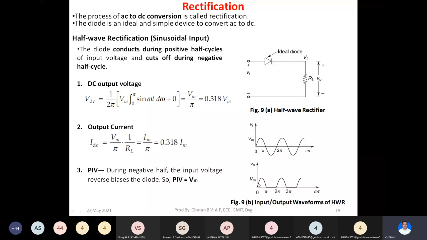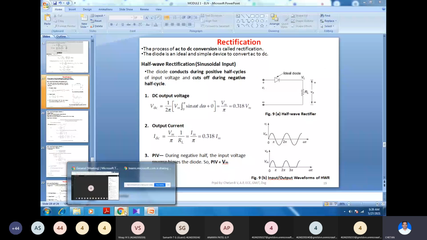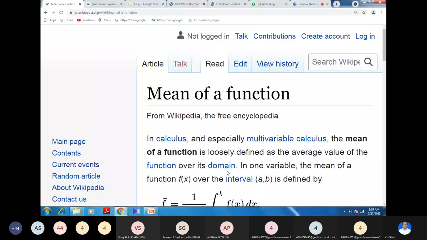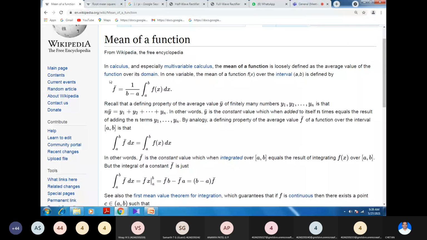To take the average of this signal, there is a general formula. So I will just take you to that site to find out the mean of a function, that too if it is a continuous signal. So we have to use this equation. I hope this is visible. Is it visible? Yes, sir.